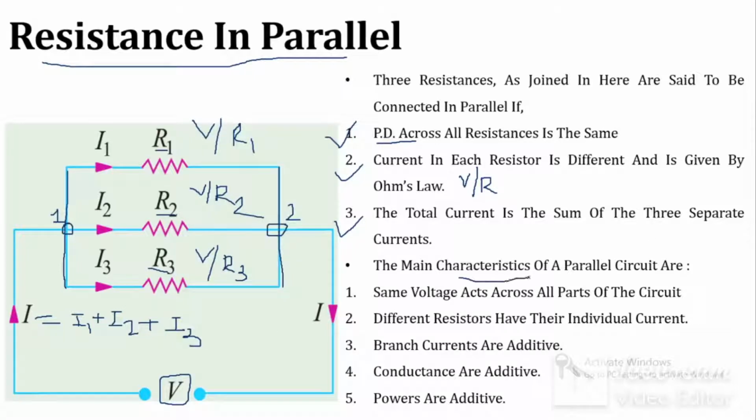Now what are the characteristics of a parallel circuit? The same voltage acts across all the parts of the circuit. That means the same voltage V appears across all three elements R1, R2 and R3. Different resistors have their individual currents. That means R1 has its individual current I1, R2 has its individual current I2 and R3 has its individual current I3. Branch currents are additive. That means we can add I1, I2 and I3. Conductances are additive and power is additive.